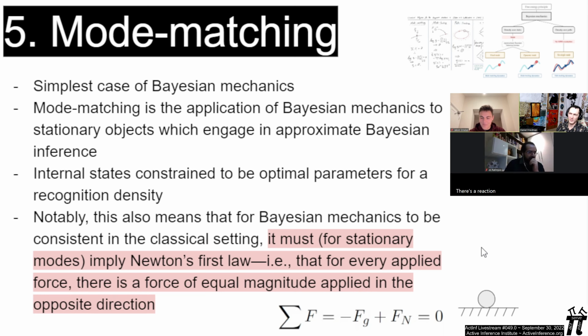Great. Like, why don't you ever change your mind? I'm mode matching. What are you talking about? I'm doing optimal Bayesian inference. I've been doing it all day.